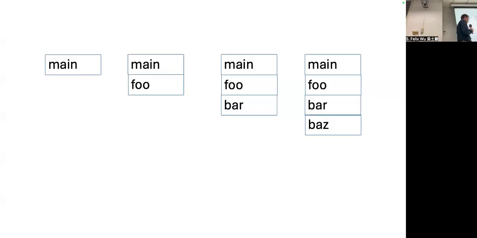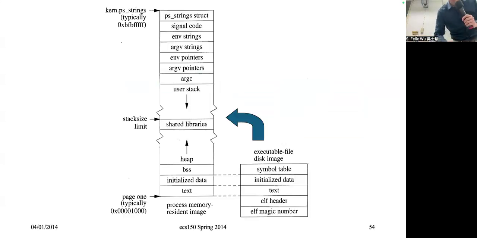So if you want to have something more permanent, you should use dynamic memory allocation, because there are two regions of the memory. One is called the user stack. One is called the heap. The user stack grows this way, and the heap grows this way. Okay, any question about the difference?